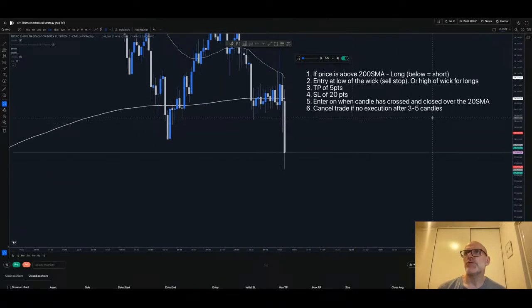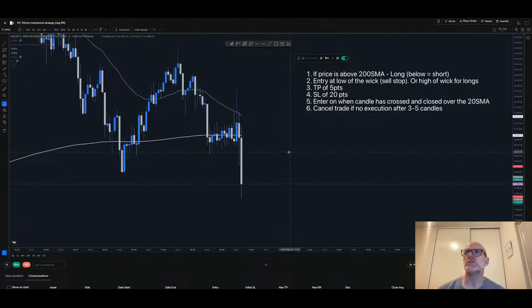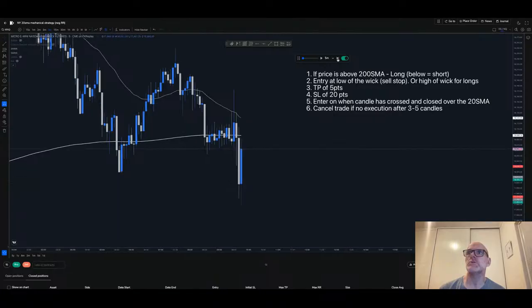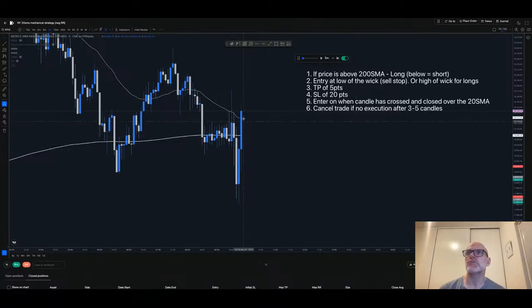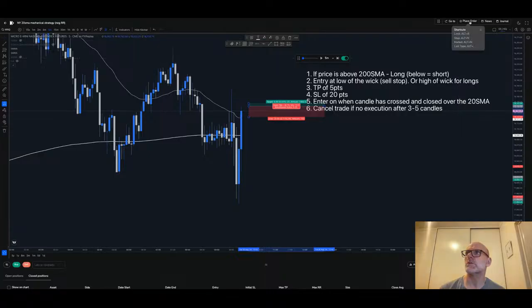Okay, so I've had a big breakdown. The SMA is actually above the 200. The 20 is above the 200. So we'll actually be looking for longs at the moment. See what happens. All right, so we've got a break above, so that's a long. And 5 points to profit, 20-point loss.